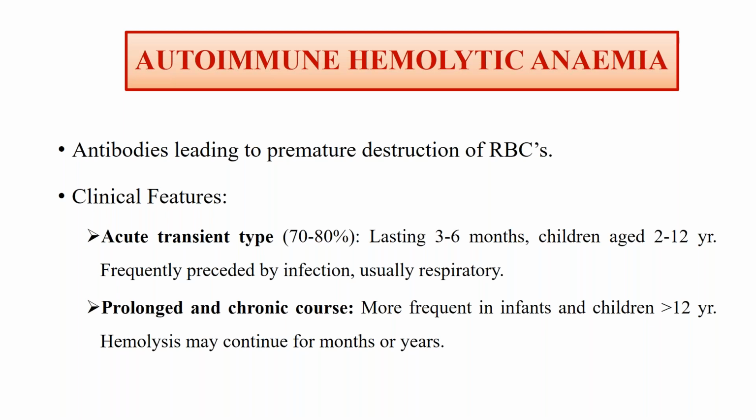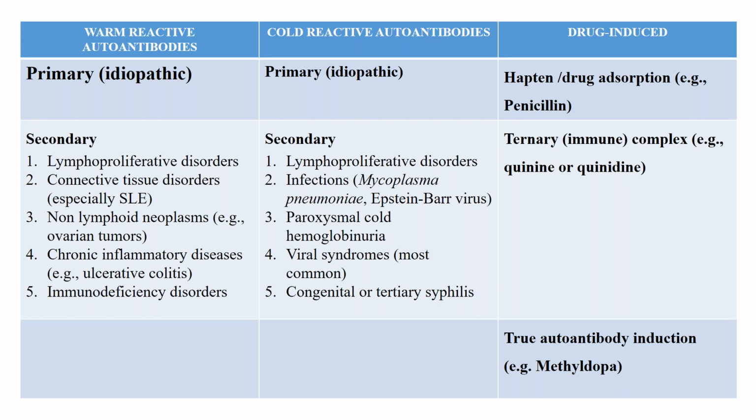While a prolonged course is more frequent in older children, more than 12 years of age, and the hemolysis can continue for years. So hemolytic anemia is divided into three types: warm antibodies, cold antibodies, or drug induced. The warm antibodies are mainly IgG type. It can be idiopathic or secondary to causes like lymphoproliferative disorders, connective tissue disorders, ovarian tumors, chronic inflammatory diseases, or immunodeficiency disorders.